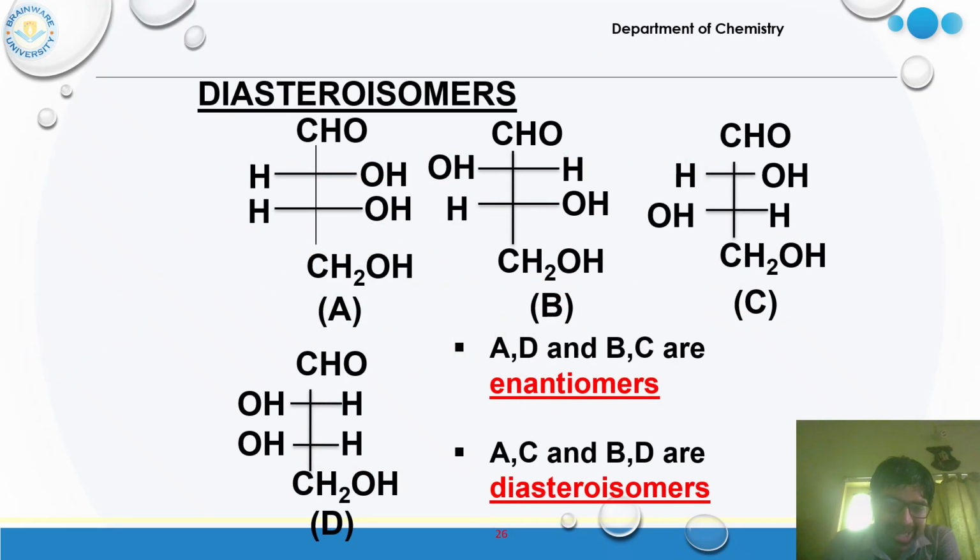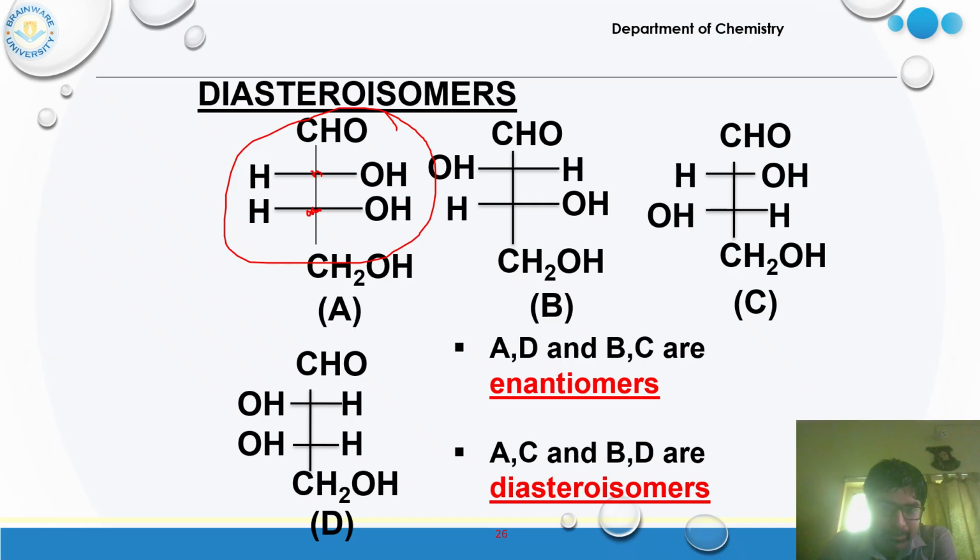Now, what are diastereoisomers? Just look at this molecule: CHO, HOH, HOH, CH2OH. So these two middle carbons are known as chiral carbons.